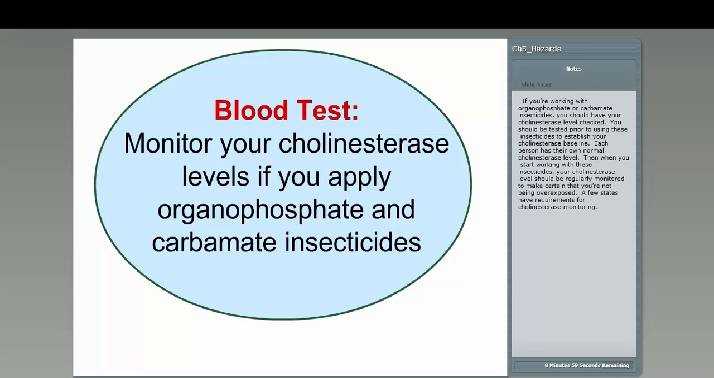If you're working with organophosphate or carbamate insecticides, you should have your cholinesterase level checked. You should be tested prior to using these insecticides to establish your cholinesterase baseline. Each person has their own normal cholinesterase level. Then, when you start working with these insecticides, your cholinesterase level should be regularly monitored to make certain that you're not being overexposed. A few states have requirements for cholinesterase monitoring.